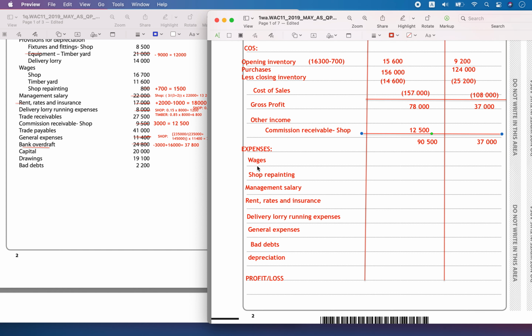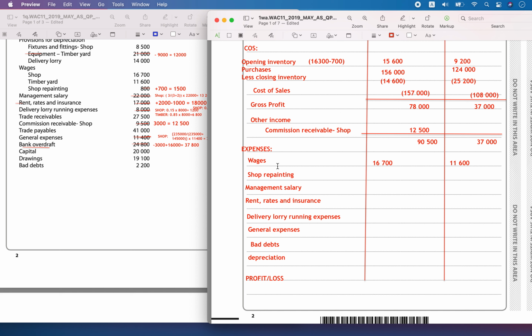Now we have to calculate the expenses. Okay, let's put the expenses. First one is the wages. Wages, shop, it is 16,700 they have given. For the timber yard it is 11,600.